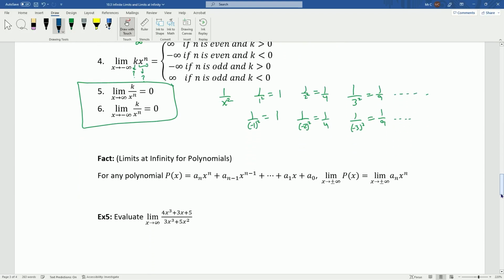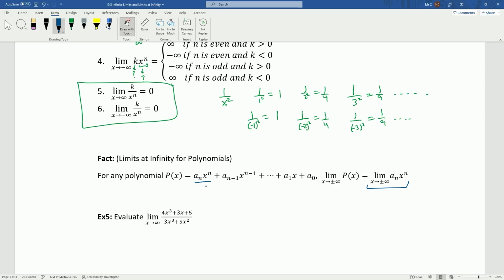All right, one more fact before we start doing these examples. Limits at infinity for polynomials. For any polynomial, p of x equal to a sub n times x to the n plus a sub n minus 1 times x to the n minus 1 plus and so on, plus a0. The limit of the polynomial when x goes to plus or minus infinity is the same as the limit of just the first term.